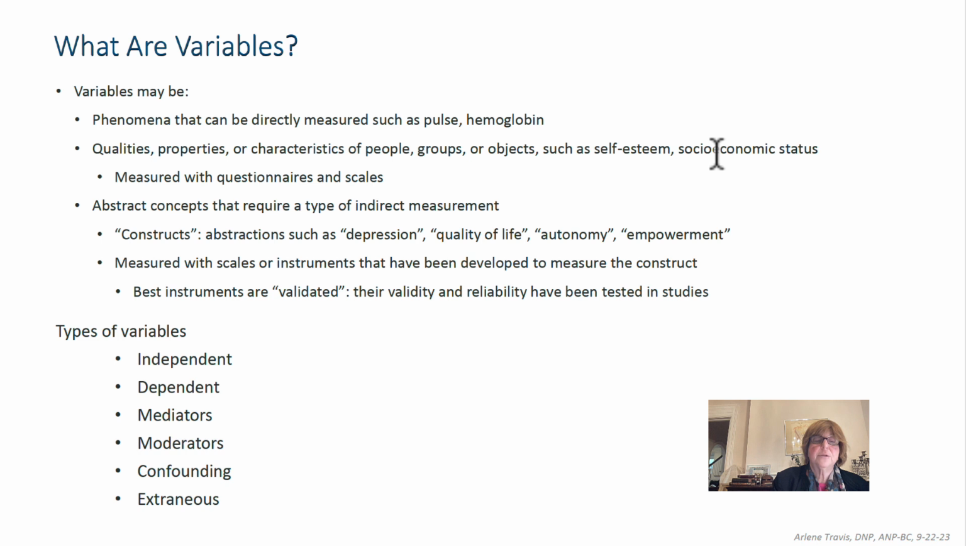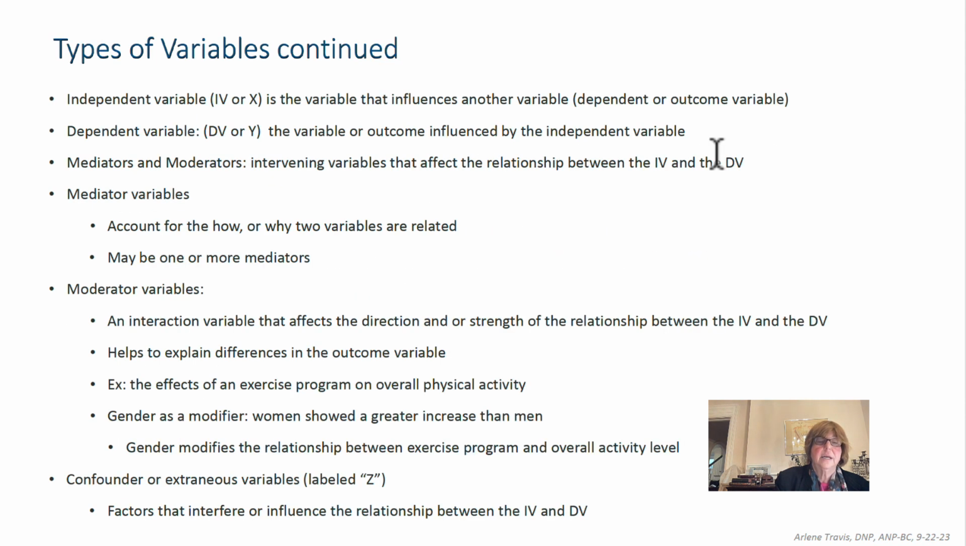So best instruments are validated. That means that validity and reliability has been tested. And we're going to be looking at the types of research studies, as we've discussed, that will test these scales, these instruments. So there are types of variables. There's independent and dependent that we've talked about. There's mediators, moderators, confounding, and extraneous.